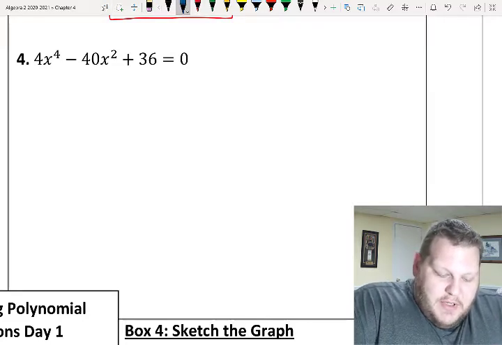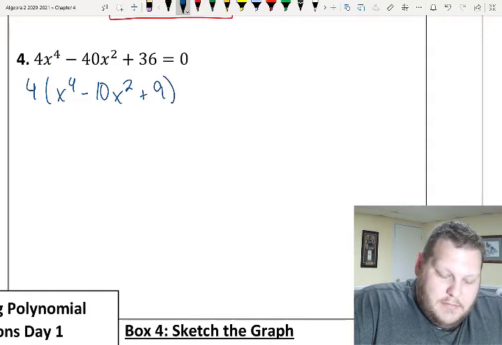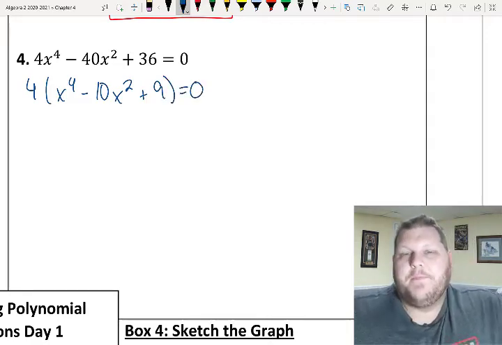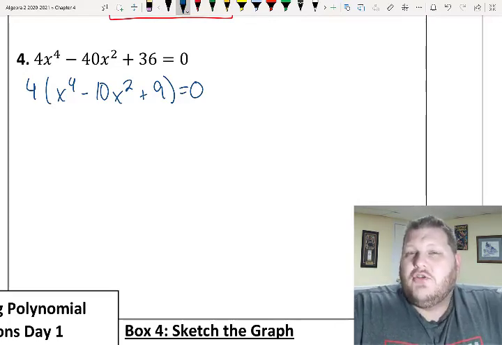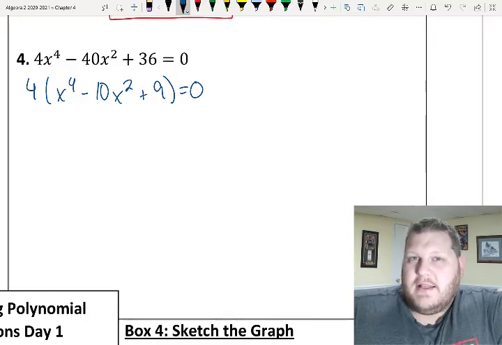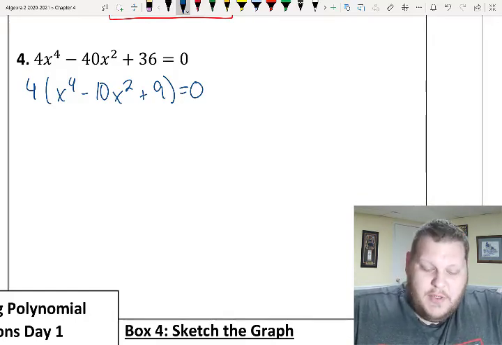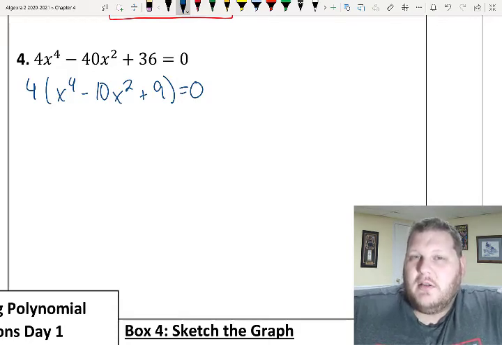So I'm still going to start with saying 4 is in common between all three of those terms. That gives me x to the 4th minus 10x squared plus 9 equals 0. But if you look here, it's very, very weird. We haven't factored a trinomial that's not x squared, x, constant. In this case, we actually have x to the 4th power, x squared, constant.